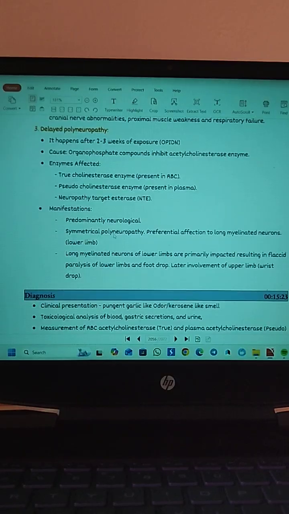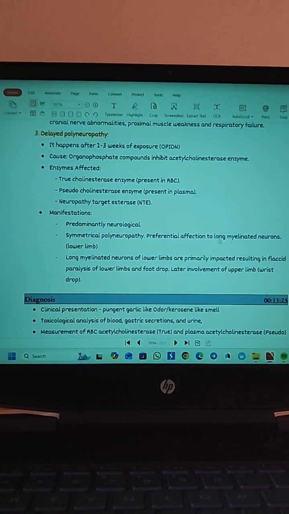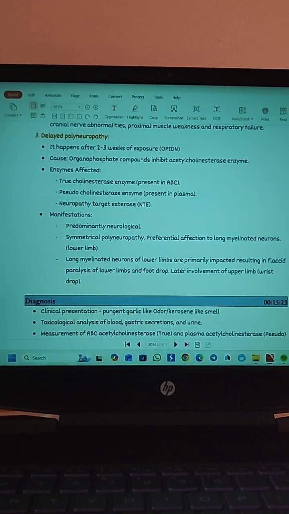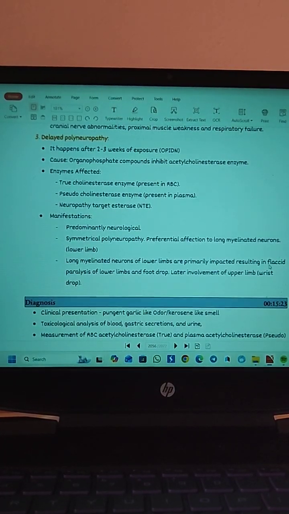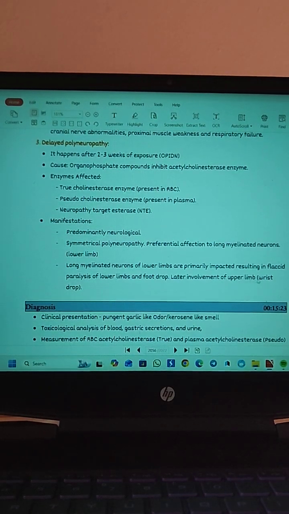There will be symmetrical polyneuropathy, with preferential involvement of long myelinated neurons of the lower limbs. These are primarily impacted, resulting in flaccid paralysis of the lower limbs and foot drop. Later there is involvement of the upper limb and wrist drop.